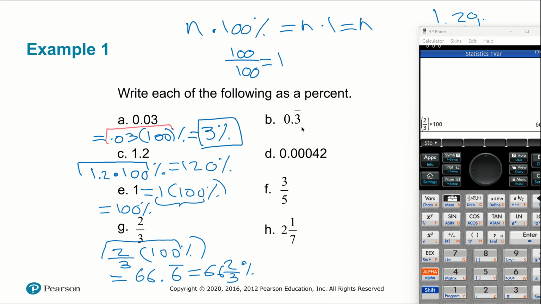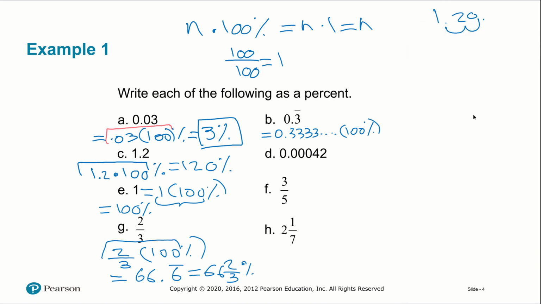0.3 bar percent, right? So remember what 0.3 bar is, right? Let's write it out a little bit. So it's 0.3333 forever, right? So we're going to multiply that by 100%. So let me get rid of the calculator for a minute. So notice that that's just going to move the decimal place 2 places to the right.